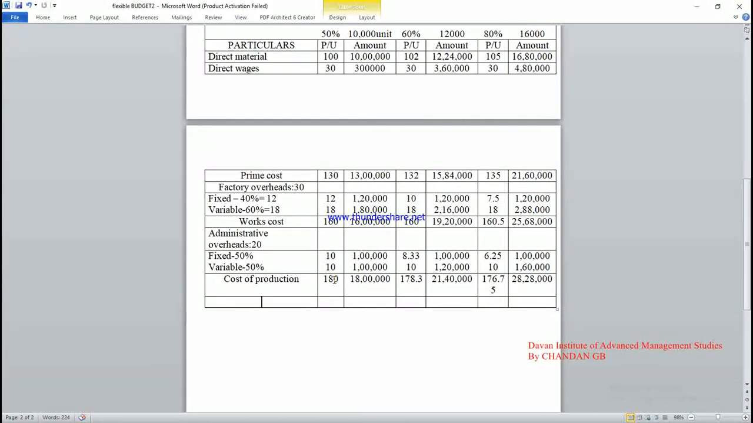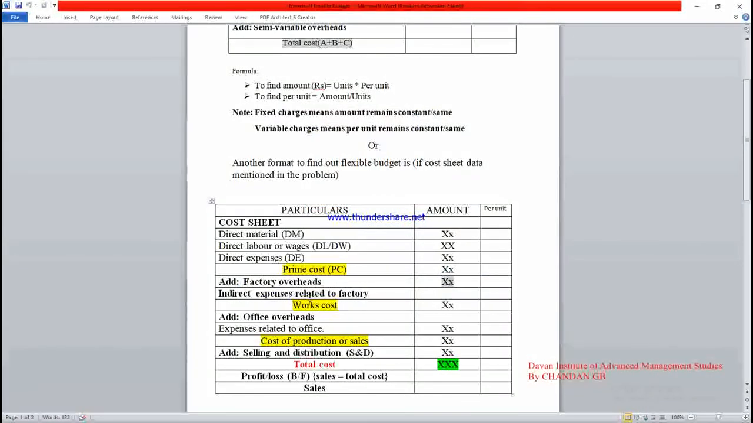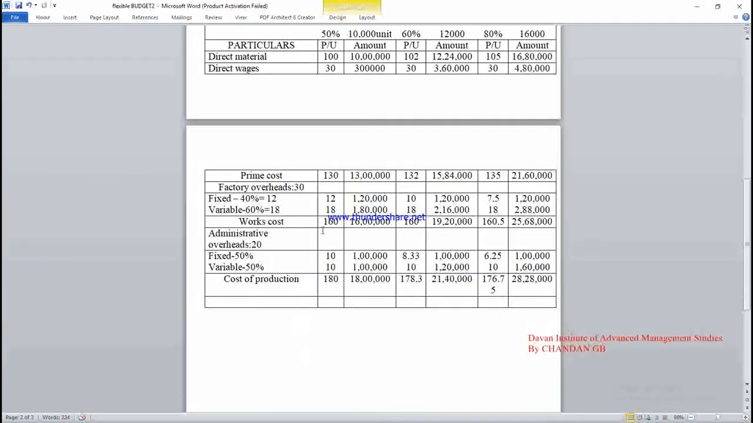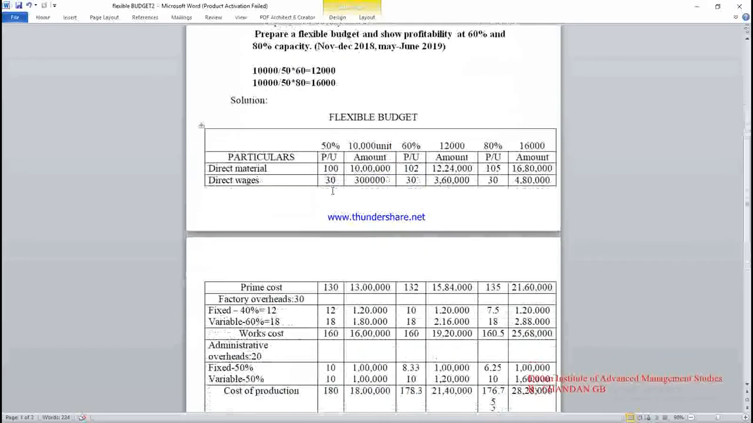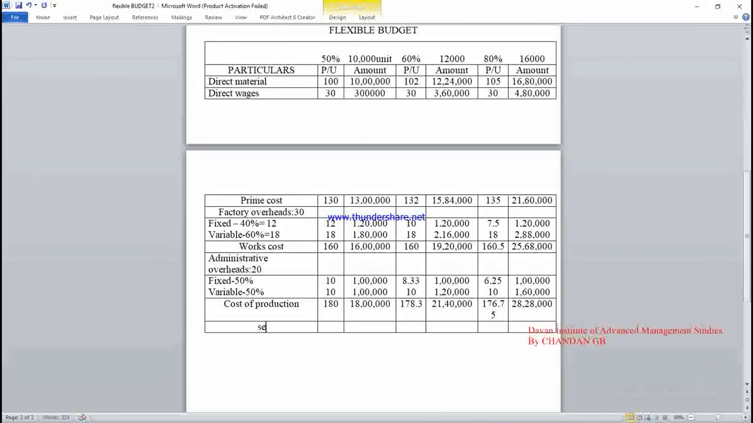Next heading, check out the format again. Next heading is selling and distribution overheads. In this given information or given question, they have not given anything of S&D. So write down here selling and distribution, there is no given.